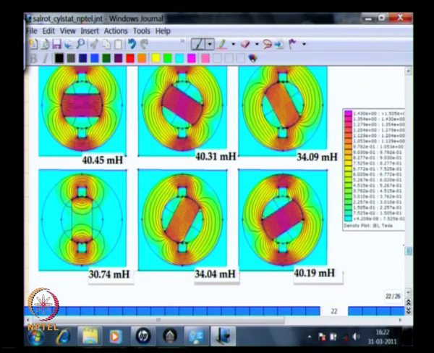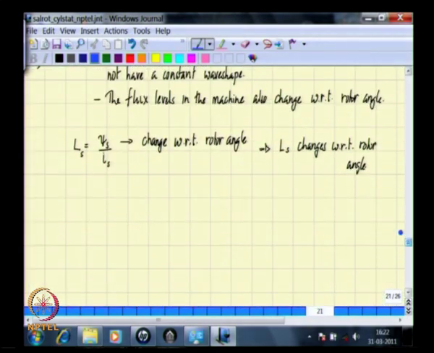The inductances are also marked. In this position, we have a stator inductance at the level of 40.5 millihenry. It goes down to 40.31, then 34.09. At this position, it is only 30 millihenry, and then it builds up again. So we have therefore inductance changing with respect to the rotor angle.